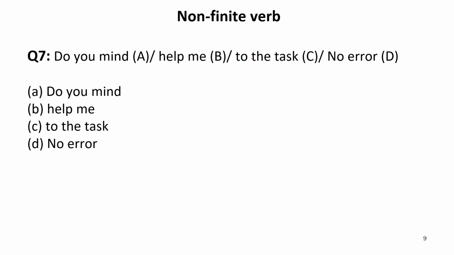Do you mind help me to the task? Now, this is again very simple. We have already learned the concept that whenever we have a word like mind, avoid, dislike, denied, prevent, risk, start, stop, we use gerund form. So this "help" should be replaced with "helping." So the correct answer is B. This B part contains the error.